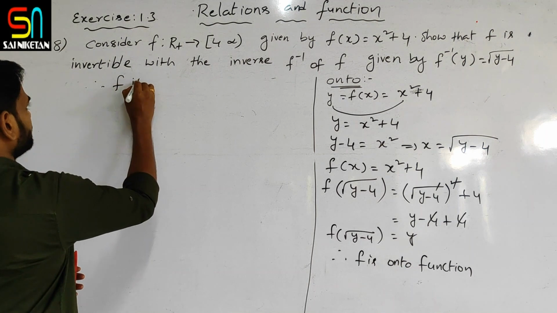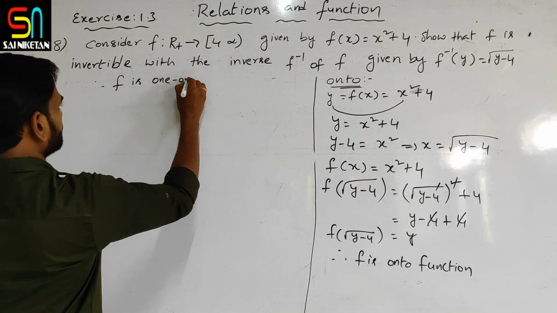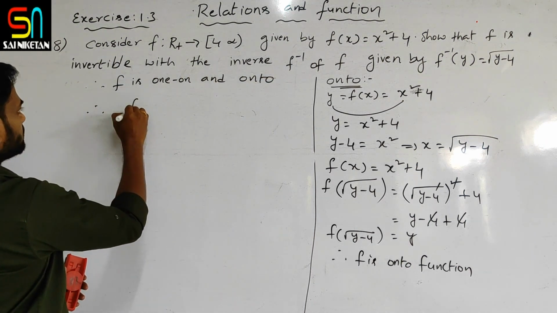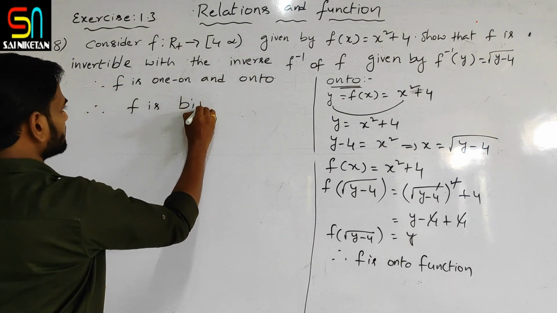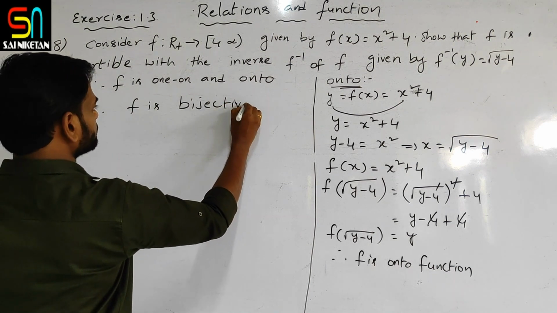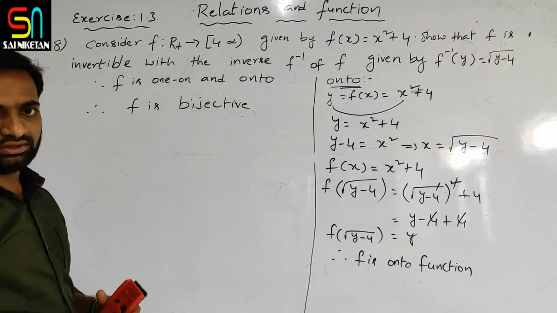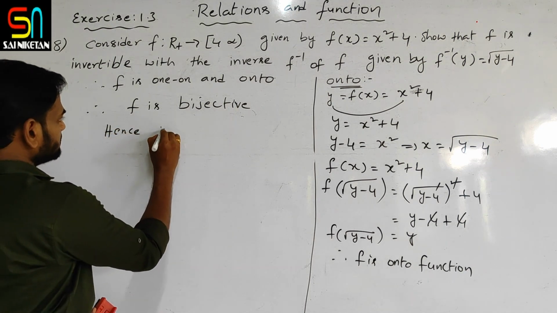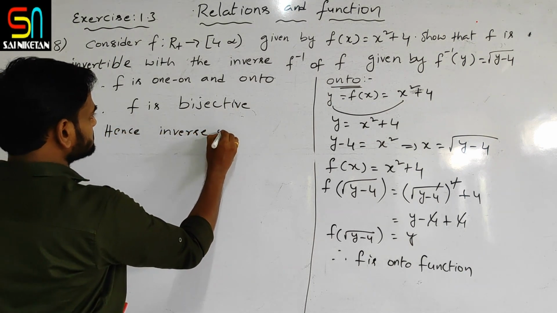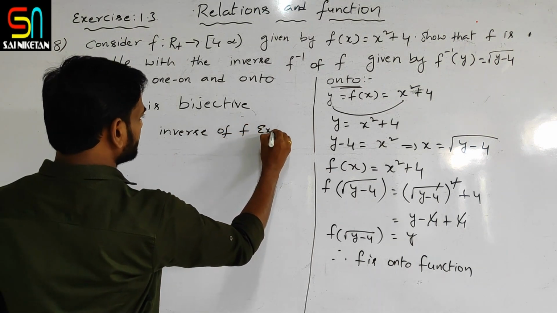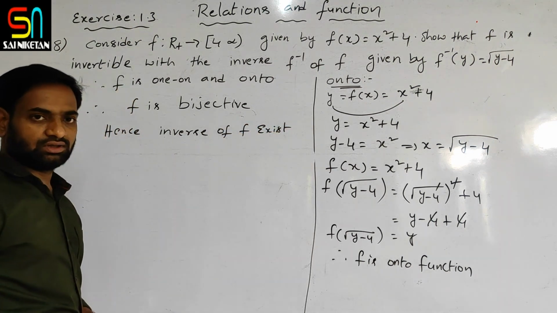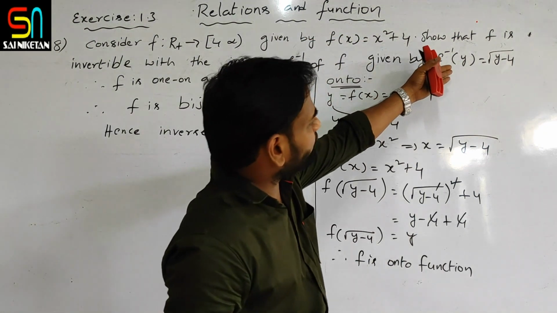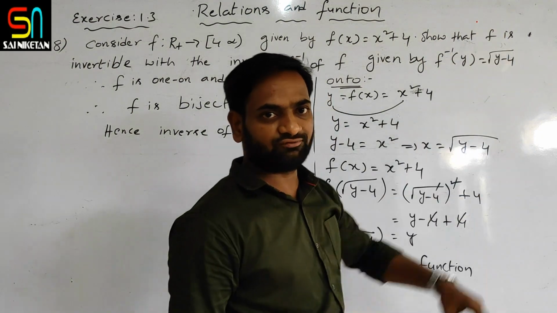Therefore, f is 1-1 and onto. Therefore, f is bijective. When f is bijective, then the inverse exists. Hence, the inverse of f exists. Now we have to find the inverse. Then we have to show this one: f inverse of y equal to root of y minus 4.